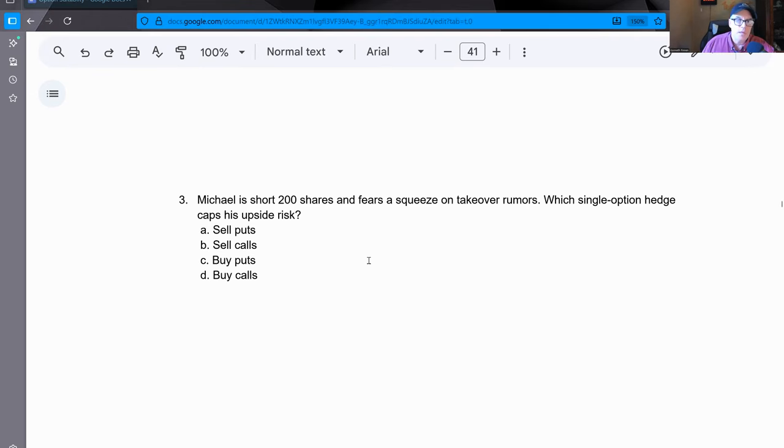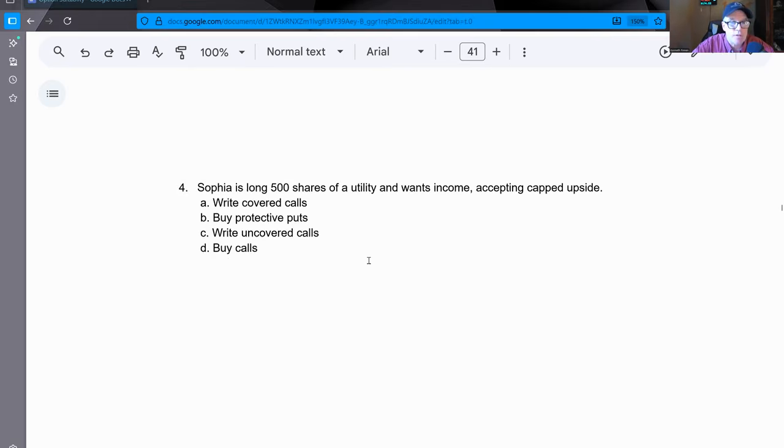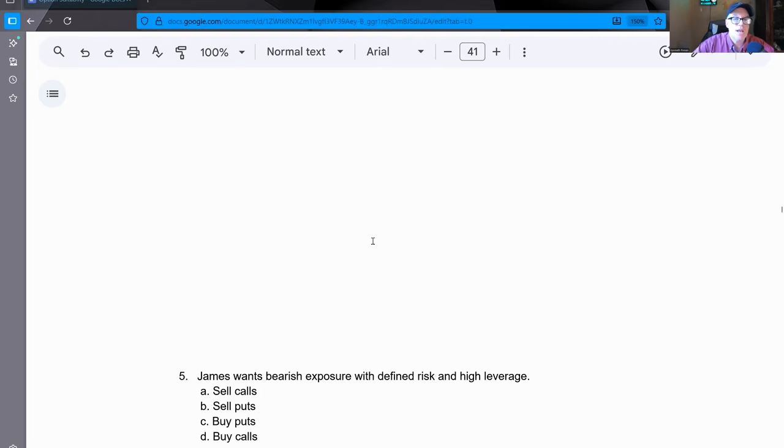I love it. Sophia is long 500 shares of utility, wants income, because utilities don't move. Wants utilities, wants income, accepting giving up her upside. She's going to write covered calls. This is fantastic.